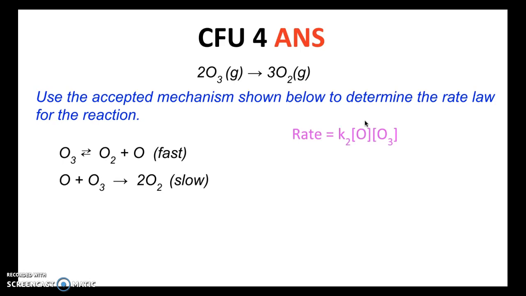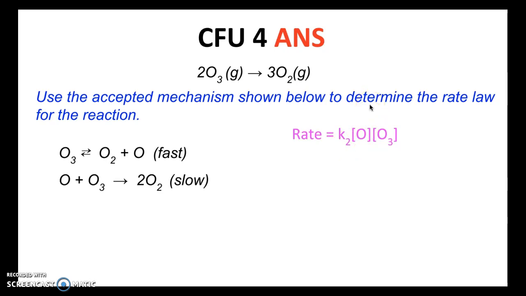Okay, so the slow step is the second step, and the rate law for that is going to be K2 times concentration of O times concentration of O3. Remember, the 2 here just means it comes from the second step. If it came from the first step, this would be a 1. If it came from a third step, this would be a 3.